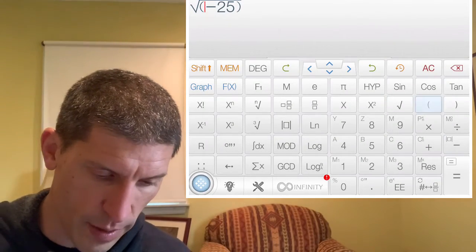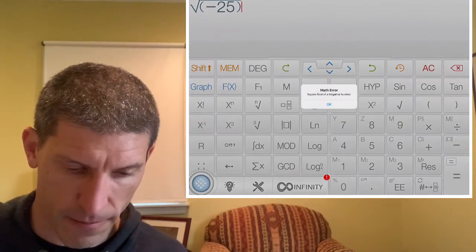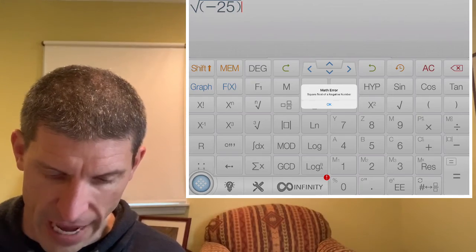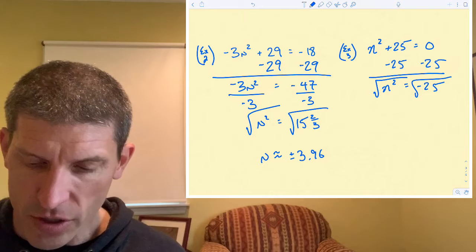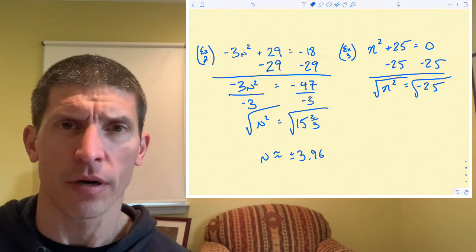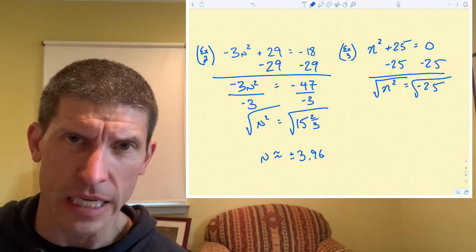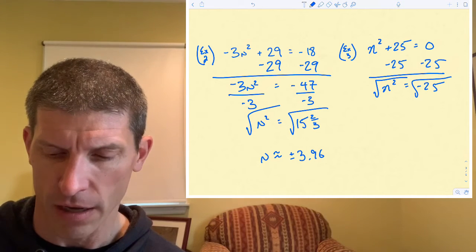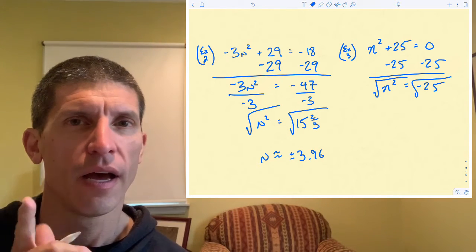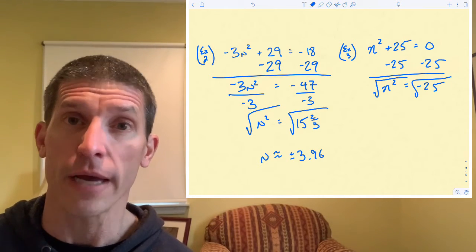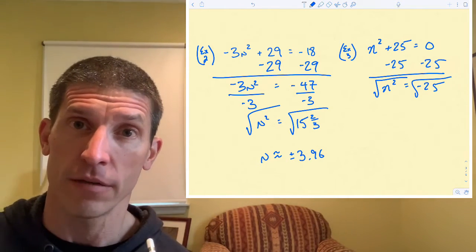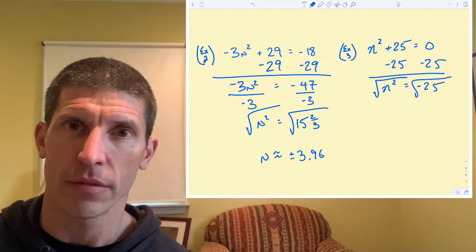Syntax error. Oh, maybe I didn't have a parentheses in there. All right. Math error. So let's go back and look at this. So that makes me think I need to come up with a number that multiplies by itself to give negative 25. Oh, I can't think of a number times itself that would produce a negative, right? Positive times positive is positive. Negative times negative is positive.